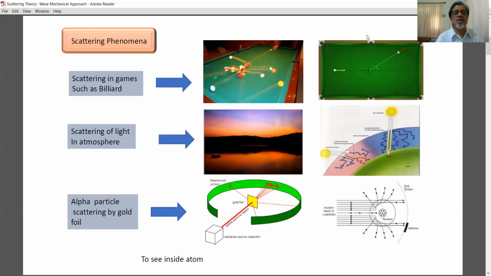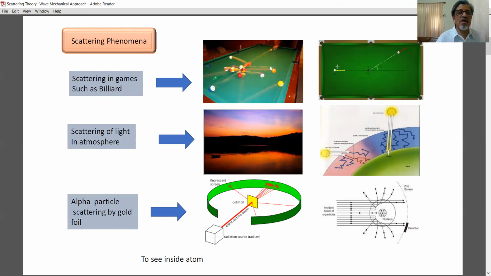Now, the scattering phenomenon is observed in games also. The first picture shows the scattering taking place in a billiard game. Whenever one ball strikes, it scatters the other balls. And that is shown in the next picture, how the scattering phenomenon is observed.